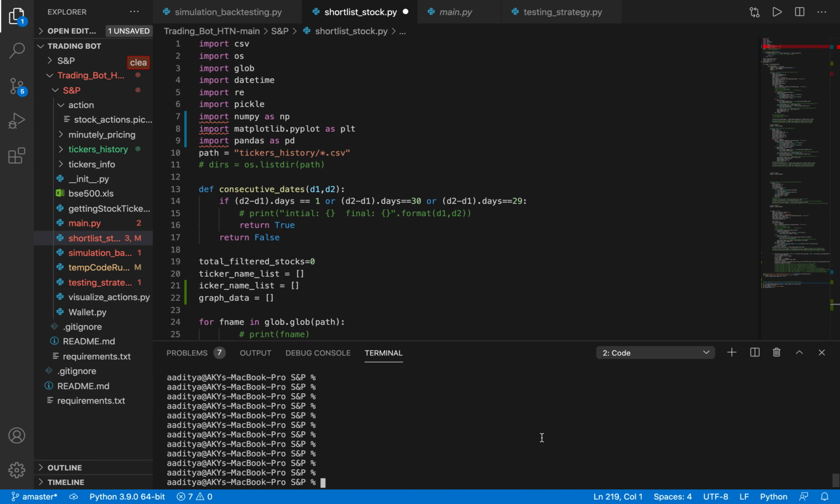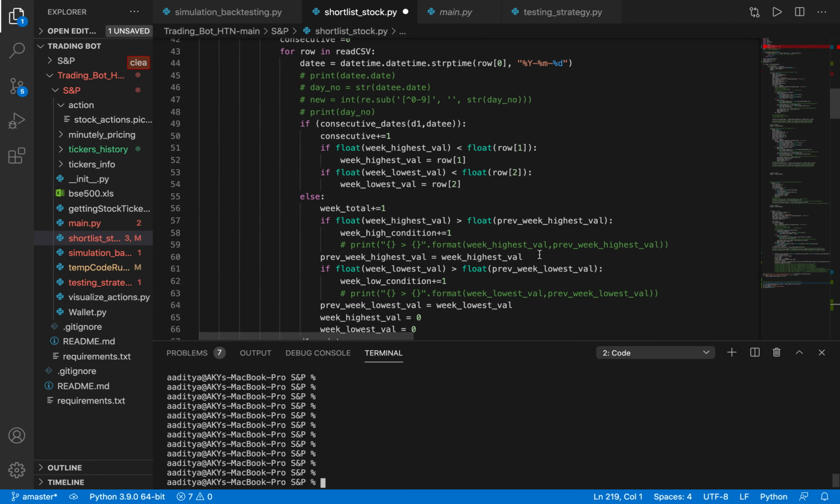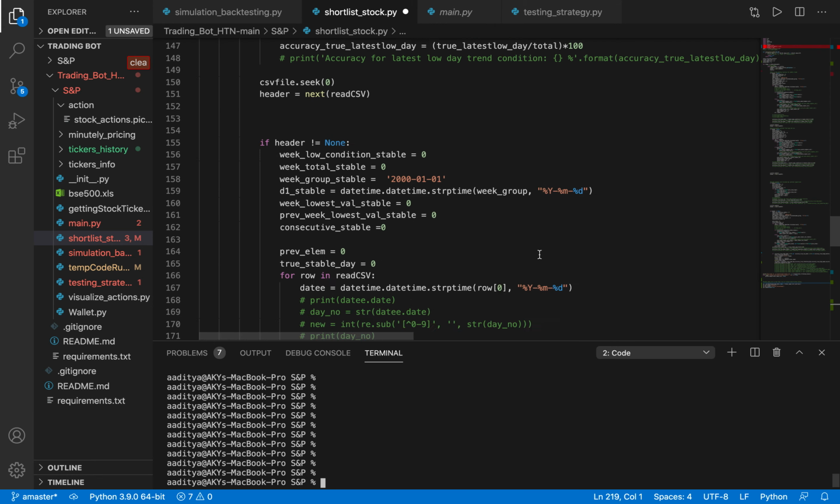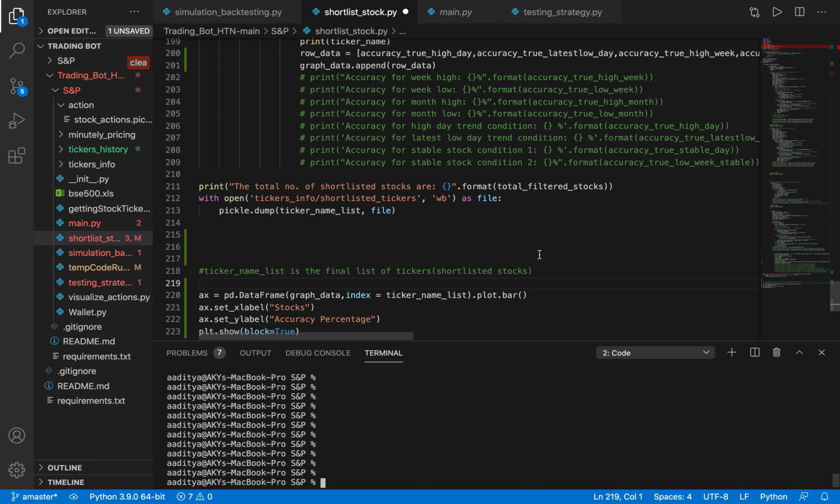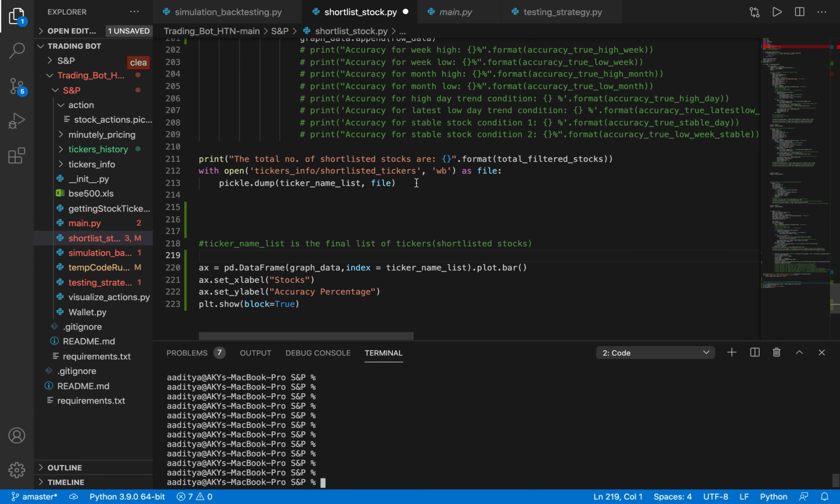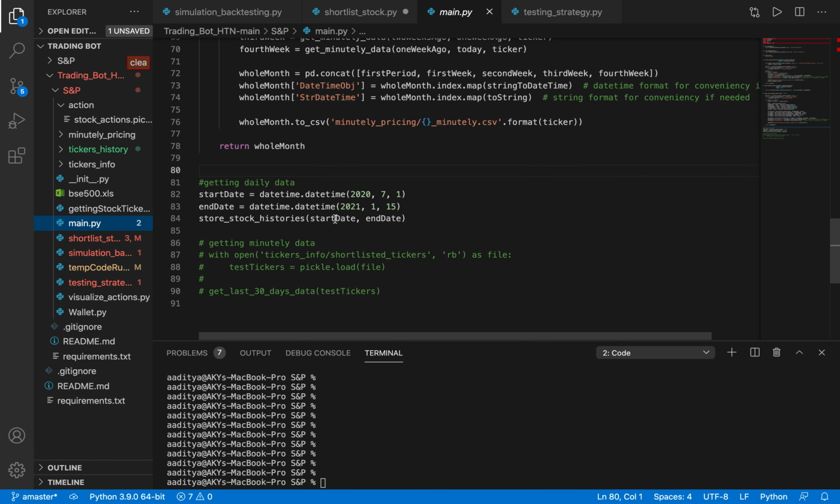The next part of our project was to filter out the stocks that would meet our trading algorithm from the given list of 500. To do that, we defined 8 conditions that we individually tested the accuracy for. If the accuracy was above a certain percentage, we took the stock names and added them to a file. That file was later used by main.py to get the minutely data of the past 30 days for back testing purposes.